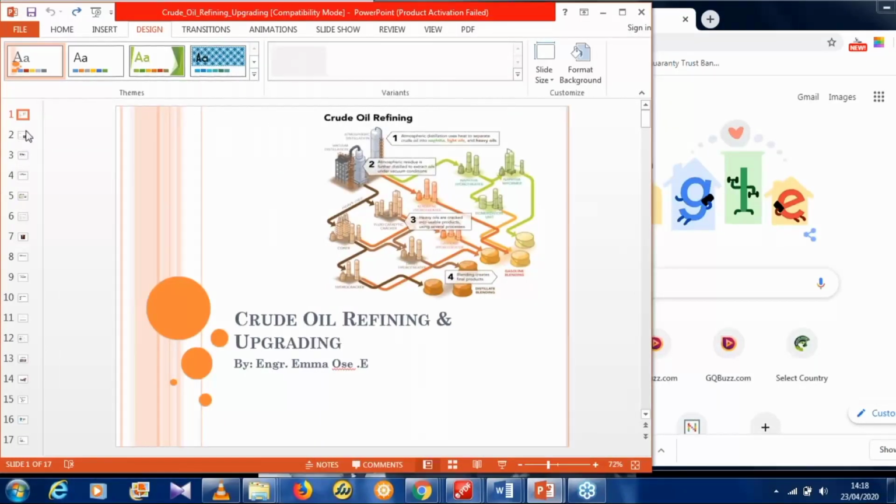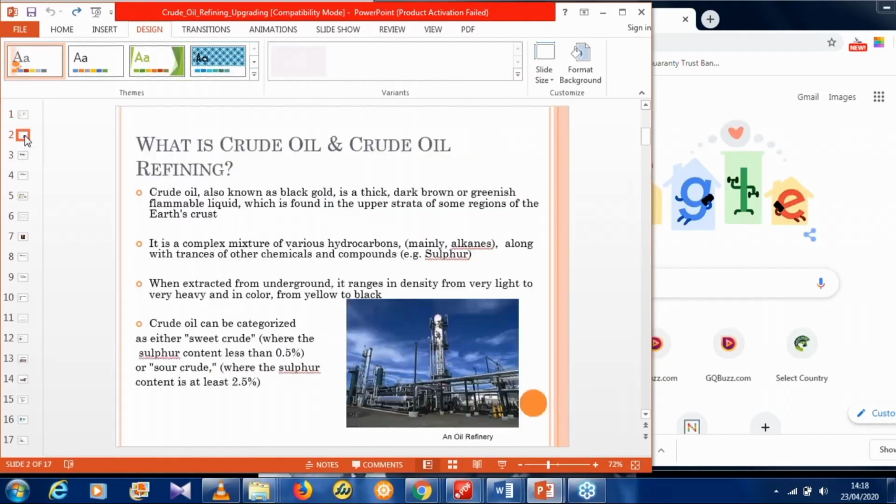All right. So good afternoon once again. We'll go straight to the discussion for today. Talking about crude oil refinery, what comes to mind is: what is crude oil and what is crude oil refinery? Another name for crude oil is black coal. I believe you can see my screen clearly, so please pay attention and follow through.